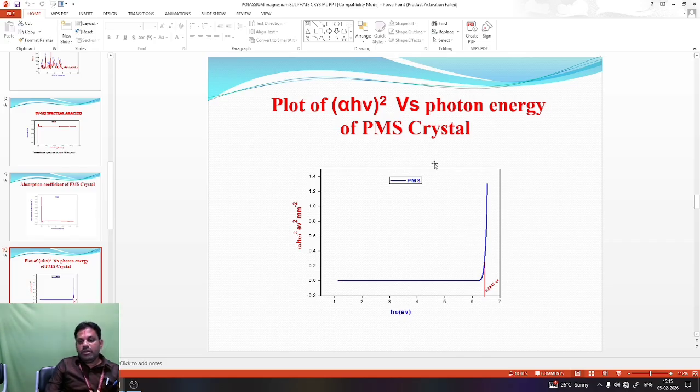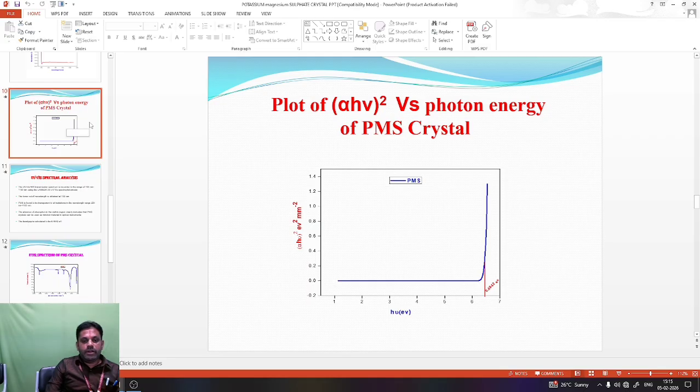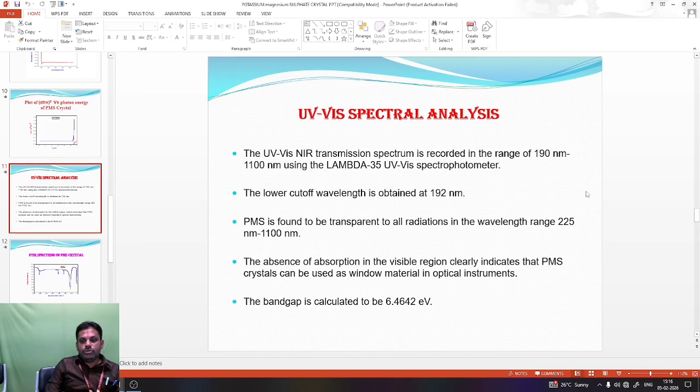From this UV, we are calculating the energy band gap of this material, that is 6.4642 electron volts. This is a high value of energy band gap. So the value of energy band gap is very high. And now, the lower cutoff wavelength is obtained at 192 nanometer, so it is in the ultraviolet region. So the band gap calculated was 6.462 electron volt.